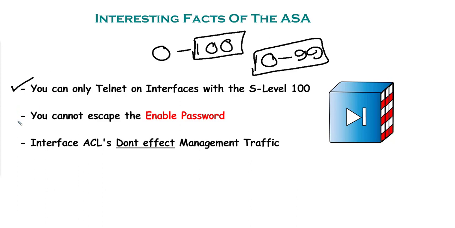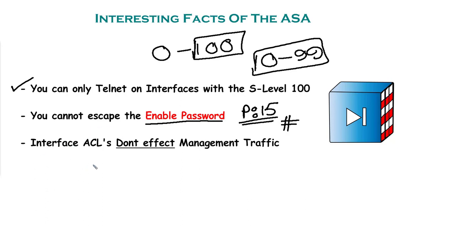The second thing is that you cannot escape the enable password. If you come from an IOS realm, you know that if you assign a privilege level of 15 to a username, it can bypass this enable password and go straight towards the privilege mode. But that's not gonna happen in the ASA firewall. The reason is that it is made that way. So you can't skip it, but you can tune it to some extent.